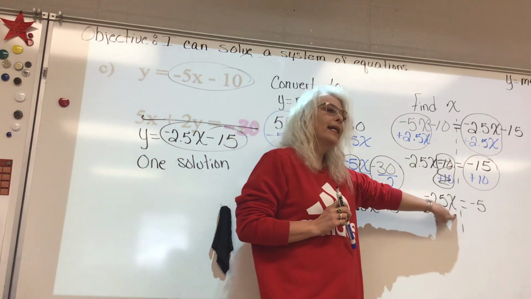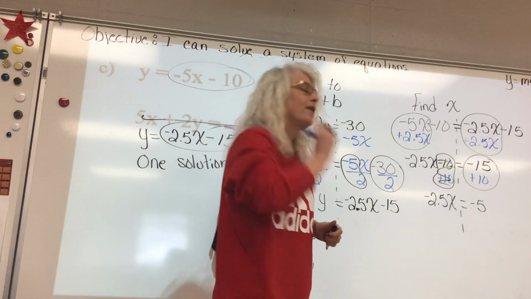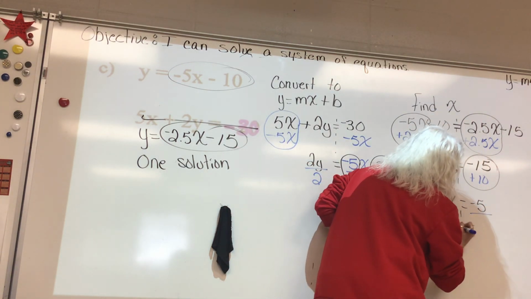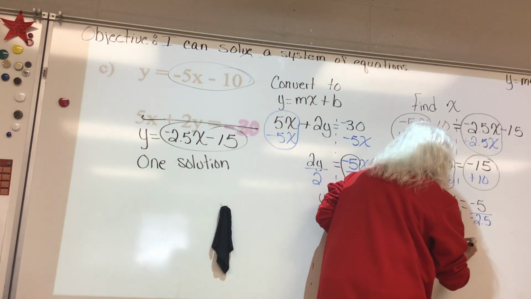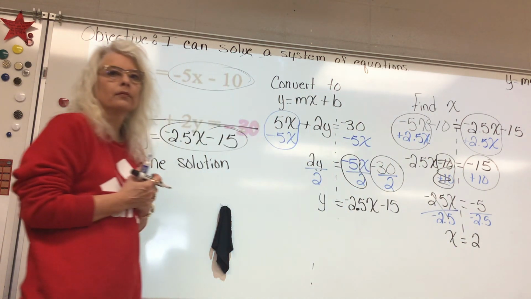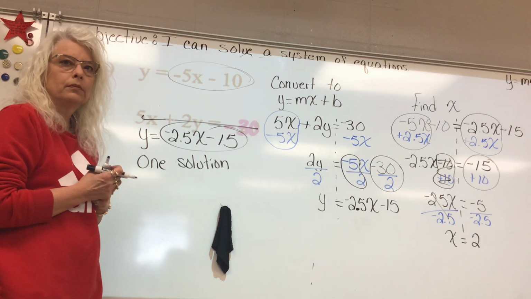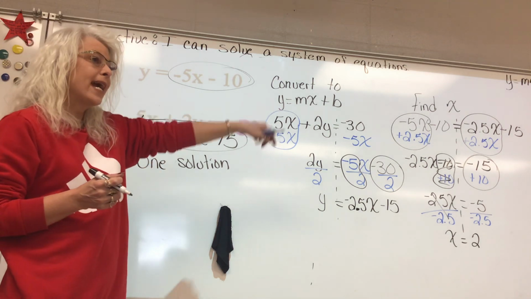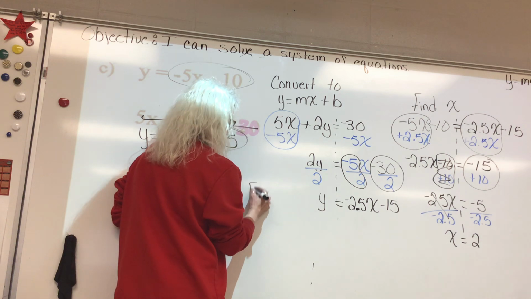Am I done? How am I going to get this negative 2.5 away? Divide everything by negative 2.5. X equals 2. Oh, it's positive 2. Negative divided by negative is a positive.